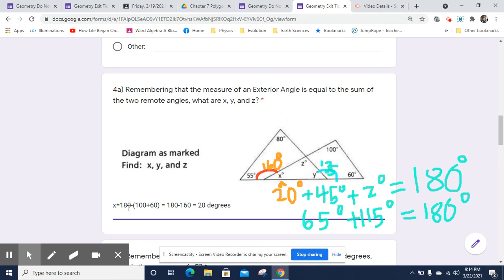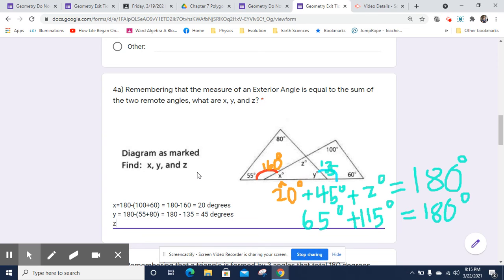Okay, and then y is going to equal 180 minus, so since this has to equal these two together, I can just treat 135 as 55 plus 80. Write a plus in there. And that will equal 180 minus 135, which will equal 45 degrees. And then z equals 180 minus 20 plus 45, 180 minus 65, which is going to equal 115 degrees. All right, I hope that clarified that one.